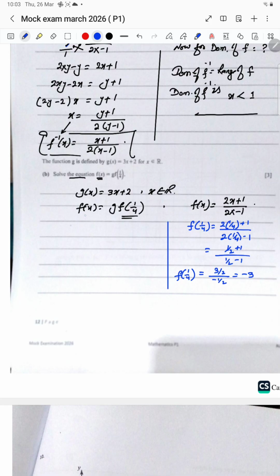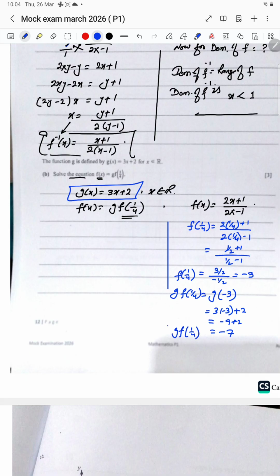Therefore gf of 1 by 4 equals g of minus 3. The g function is 3x plus 2, so that is 3 times minus 3 plus 2, minus 9 plus 2, which gives minus 7. So gf of 1 by 4 is minus 7. Therefore here we have to solve this.